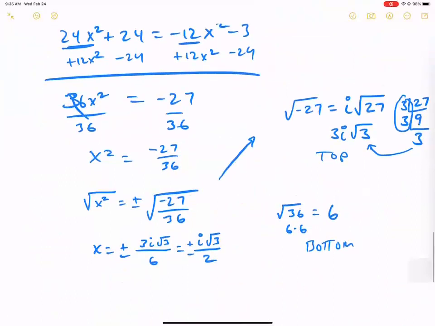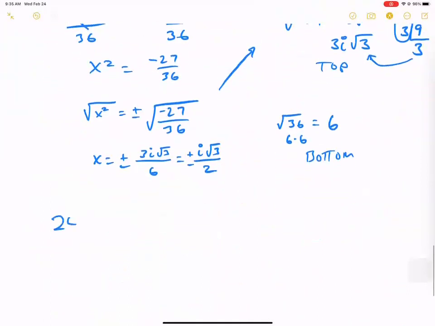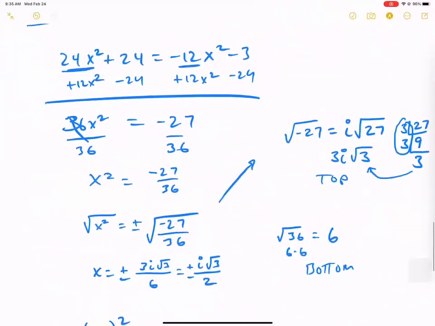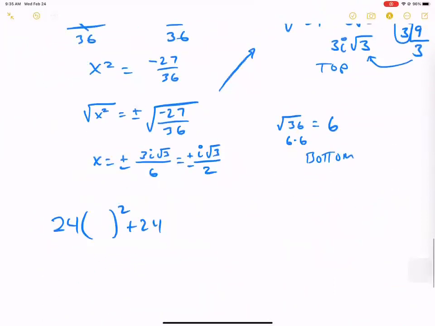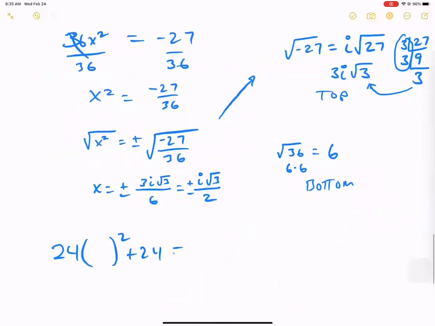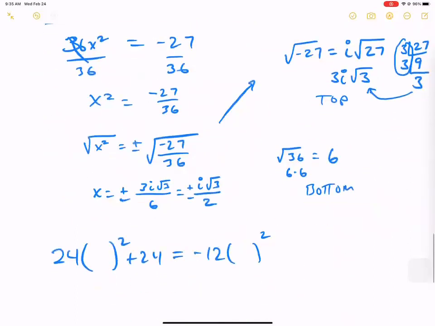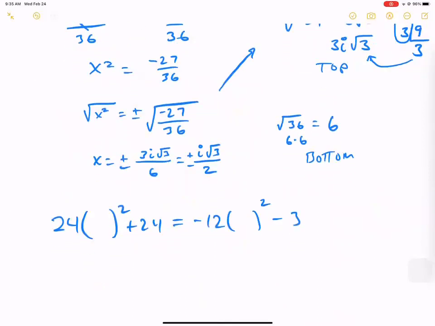Now, our claim is that this imaginary number is going to be true for our statement. I'm actually going to plug it in. 24x squared plus 24 is equal to negative 12x squared minus 3. I'm going to go ahead and prove to you that these are true answers, even though it's going to look a little ugly. But here we go. I'm going to say i square root of 3 over 2. Will that equal on the right side if I use i square root of 3 over 2?